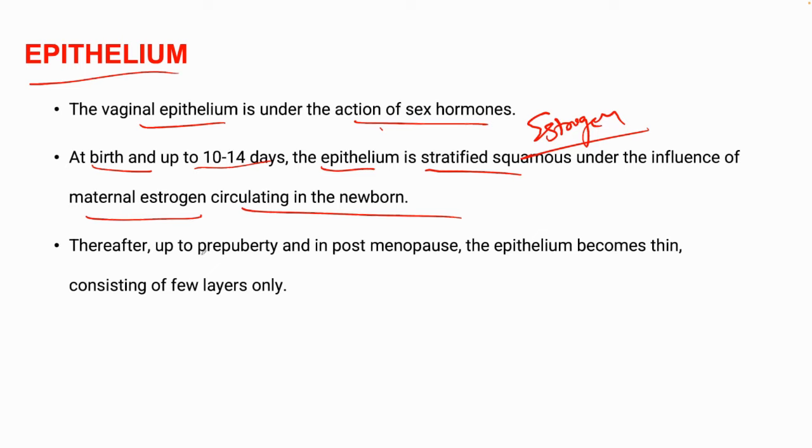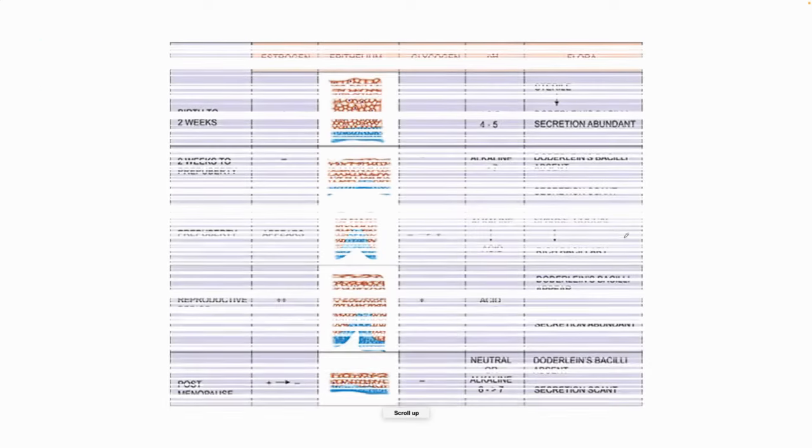But thereafter, up to the pre-puberty, that is below 14 years, and post-menopause after 45, the epithelium becomes thin, consisting of a few layers only. So there will be distinct changes in the layer. Clear?